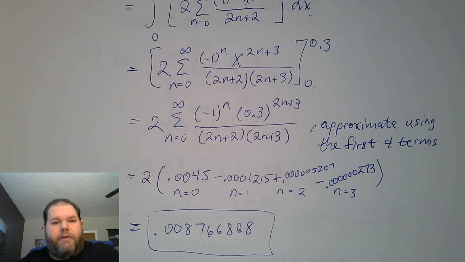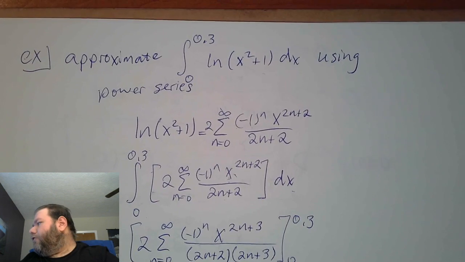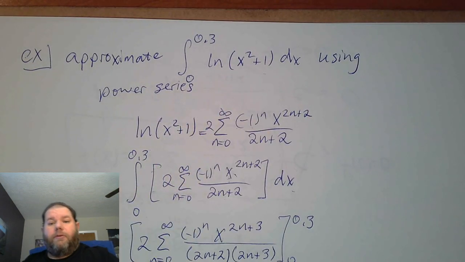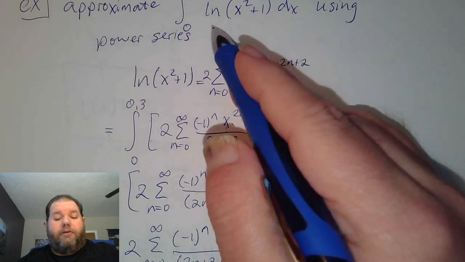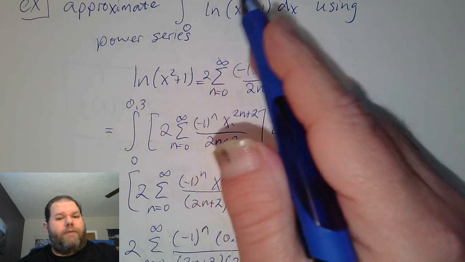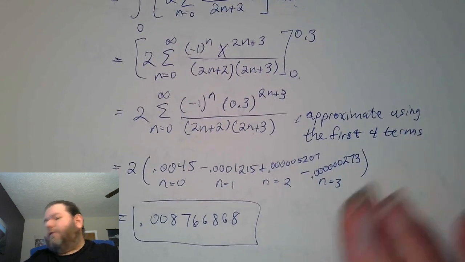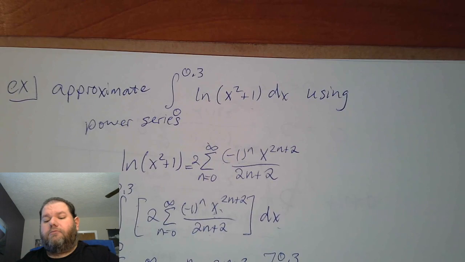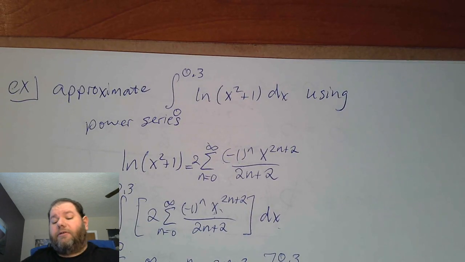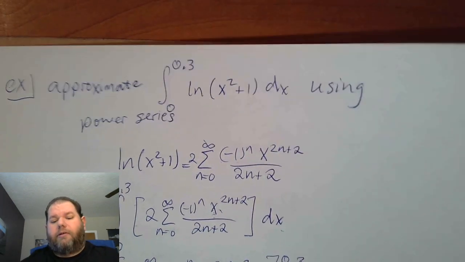Now, let's see if we can figure this out exactly. Is it possible that we could actually integrate the original expression, natural log of x squared plus 1? I'm not going to make you do this part of the test. This is just for my own curiosity at this point. If we can integrate that, then we'll be able to figure out the actual value, and it'll be nice to compare it to our estimated value. I'm hoping we can integrate it. That'd be cool if we can compare.